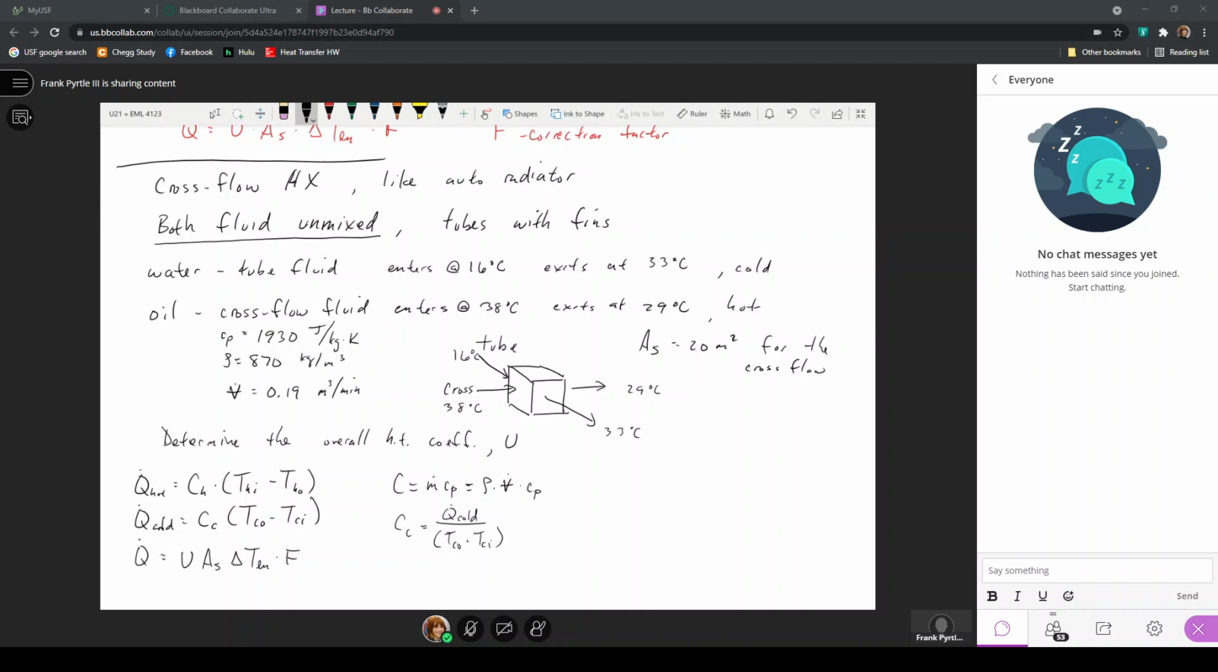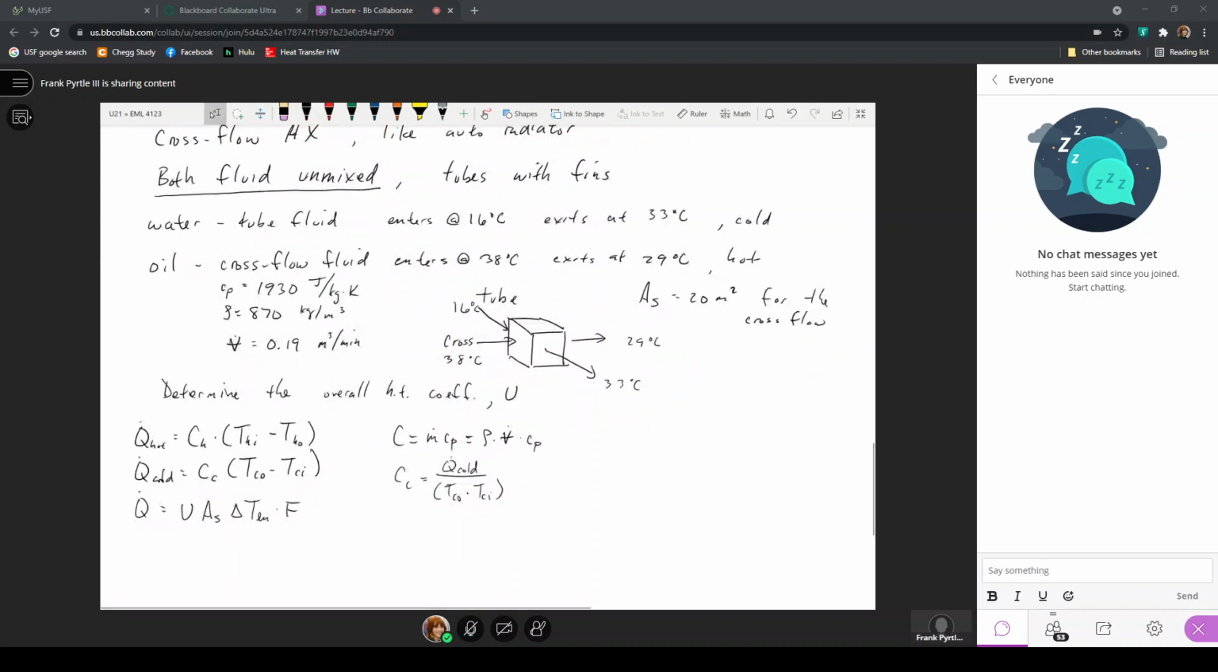So that's not asked for in this problem, but we could find it. And if a mass flow rate was given, or if we evaluated the specific heat at the average temperature between the inlet and outlet of the cold fluid, we could find exactly what the mass flow rate must be for a given value of the specific heat evaluated at the average temperature between these two. But that's not required in this problem. We're looking for the overall heat transfer coefficient.